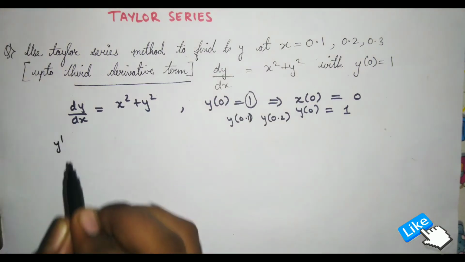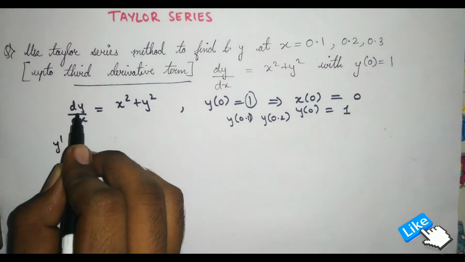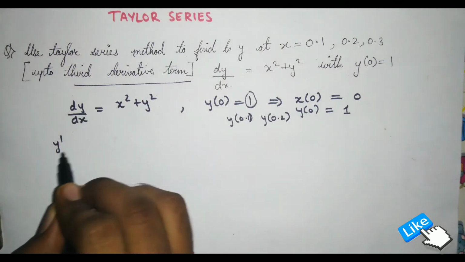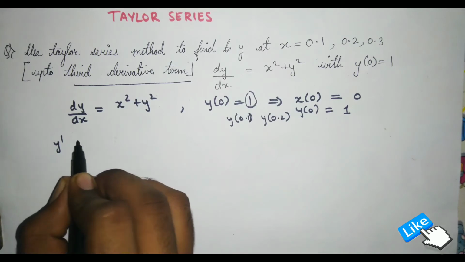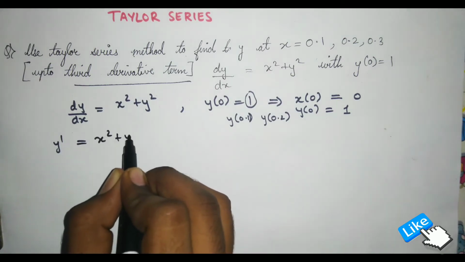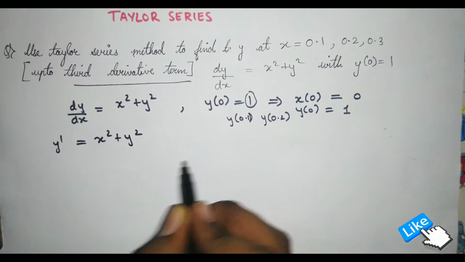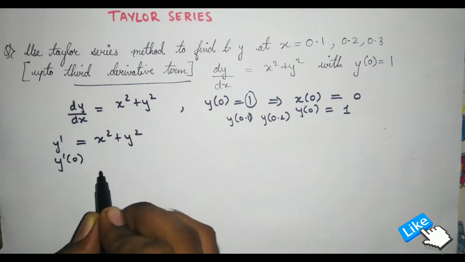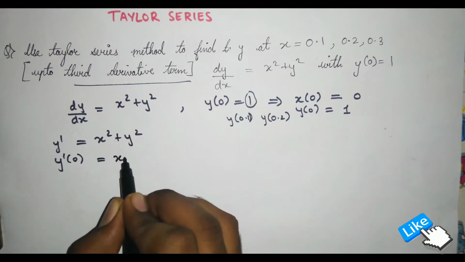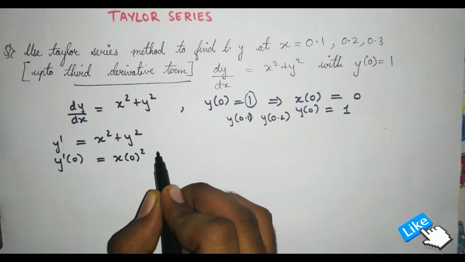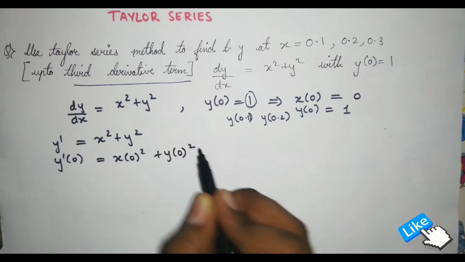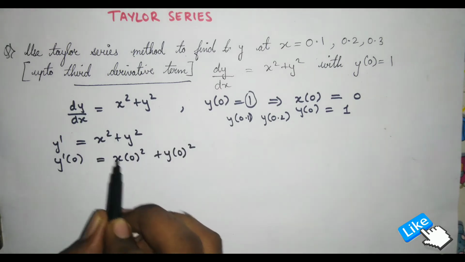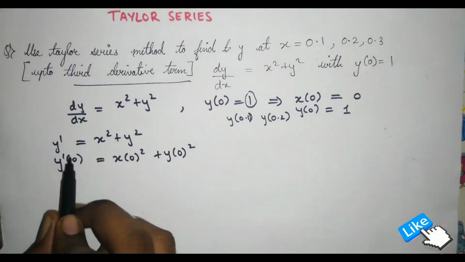So we have to write y dash. This is nothing but differentiation of y with respect to x, that means this is y dash. So y dash is equal to x square plus y square, that is given in the question. So I can write y dash of 0. What will be y dash of 0? That is nothing but x0 square plus y0 square. I'm just replacing it with 0, that means x of 0, y of 0.